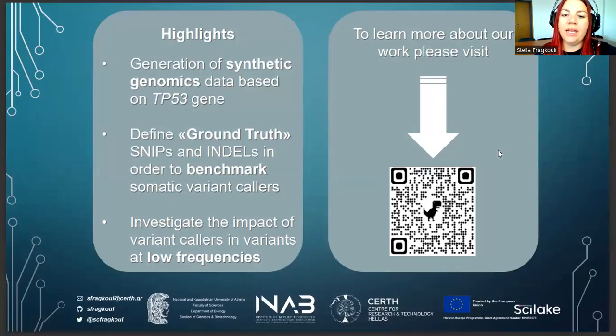So the overall highlights of our work are that we generated synthetic genomics data based on a certain gene and defined a ground truth set of known variants that would then offer the chance to perform benchmarking with confidence. Finally, we investigated the impact of variant callers on variants at low frequencies.